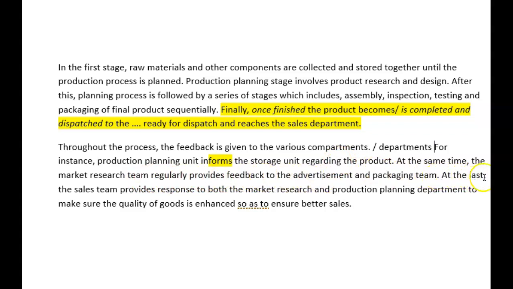Good. Lastly, the sales team provides response to both the market research and production planning to ensure, you could have, we don't use it very often, but it would be perfect here, that the quality of goods is enhanced. So as to ensure. Oh, sorry, forgive me. Okay. What else can we have? To guarantee better sales, maybe. If you use ensure here, you could have guarantee better sales. I would like to have ensure there. I think make sure isn't quite good enough.